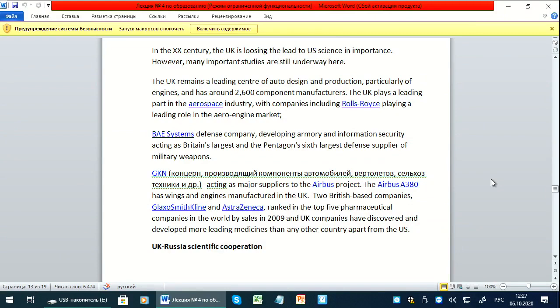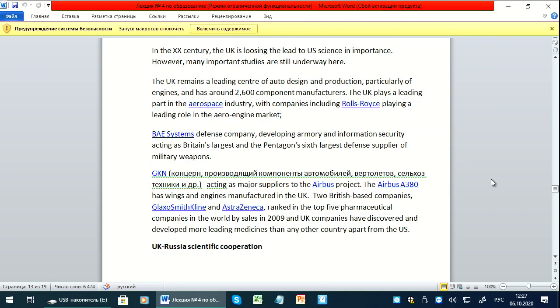Two British-based companies, GlaxoSmithKline and AstraZeneca, ranked in the top 5 pharmaceutical companies in the world by sales in 2009, and the UK companies have discovered and developed more leading medicines than any other country apart from the United States.